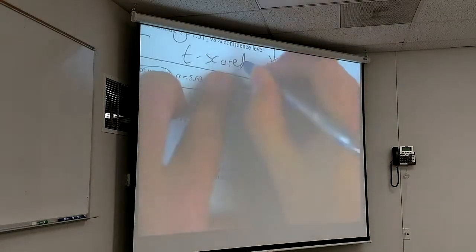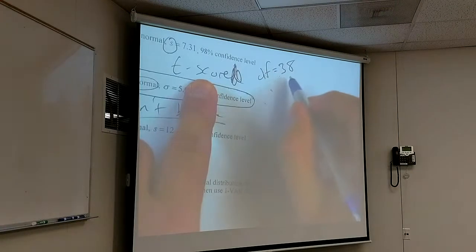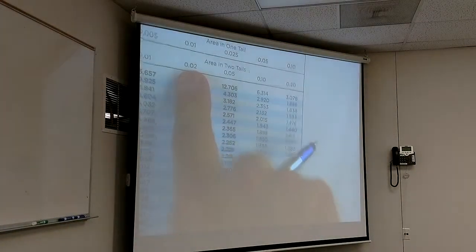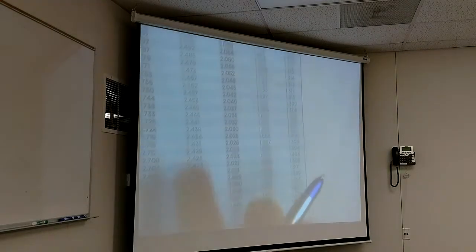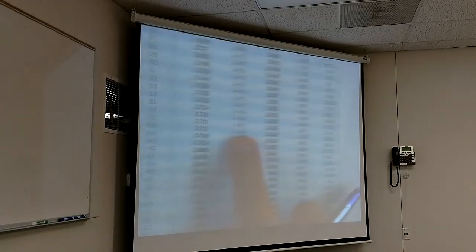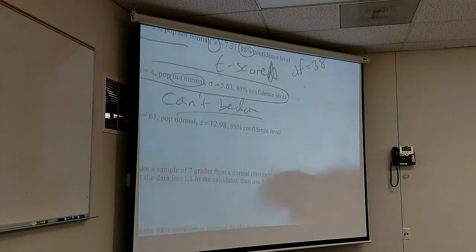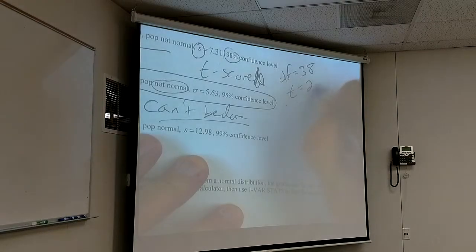What would the T-score be for this? Degrees of freedom 38, 98% confidence. I'm going to use 2% in two tails, stop at 38, and I get 2.429. Is that cool? All right, we'll pretend like that's a yes.